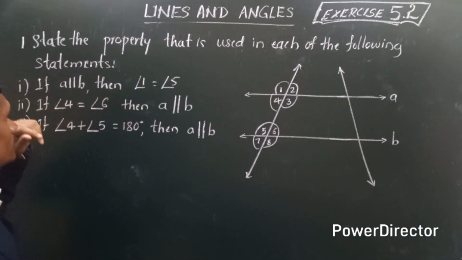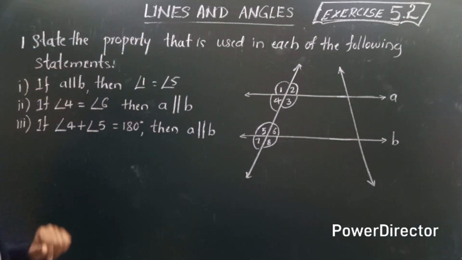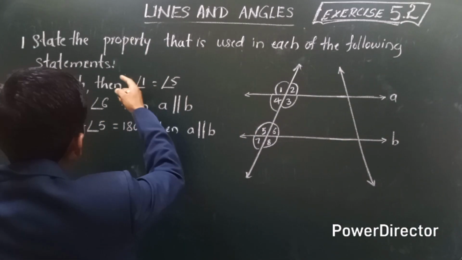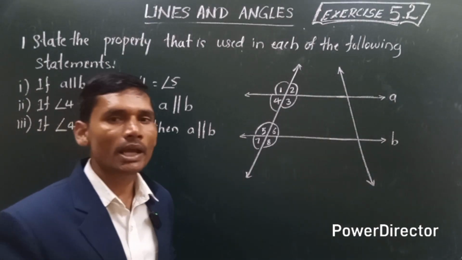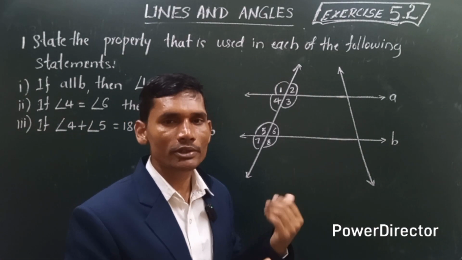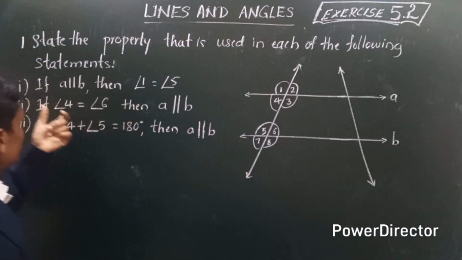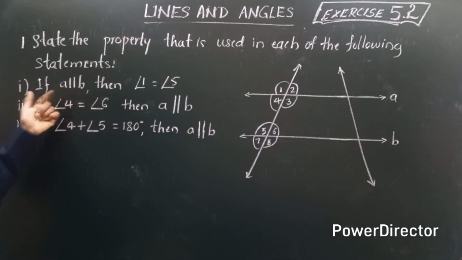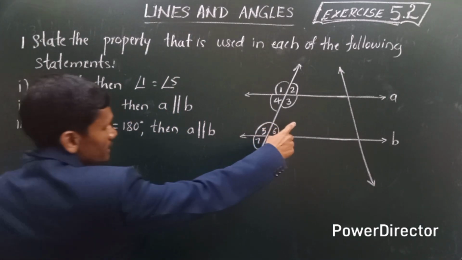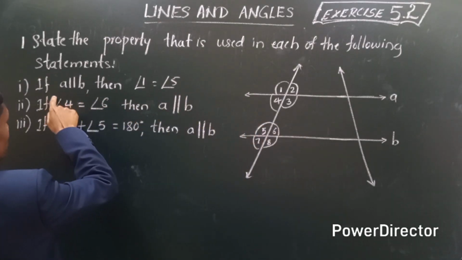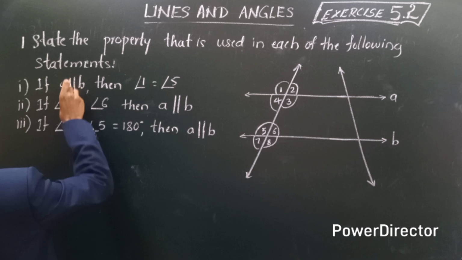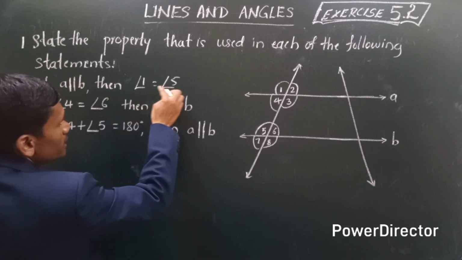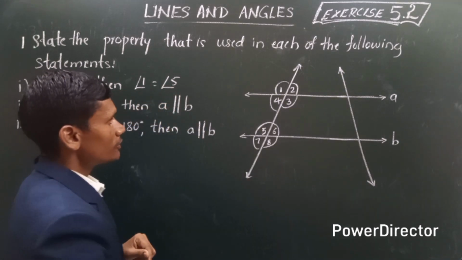Taking the first question, what is asked? State the property that is used in each of the following statements. Just what we have studied in the previous video under lines and angles, based on that we will solve this, right? Now coming to the first question, a figure is given. In this figure, if A is parallel to B, then angle 1 is equal to angle 5. What is the property used here?